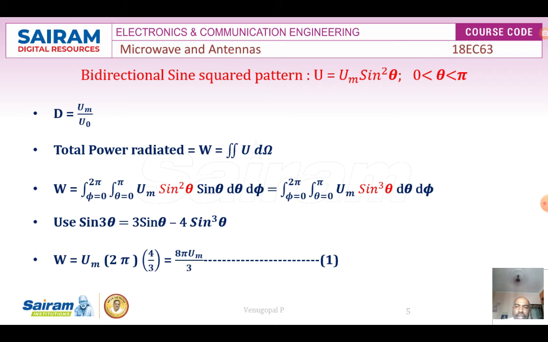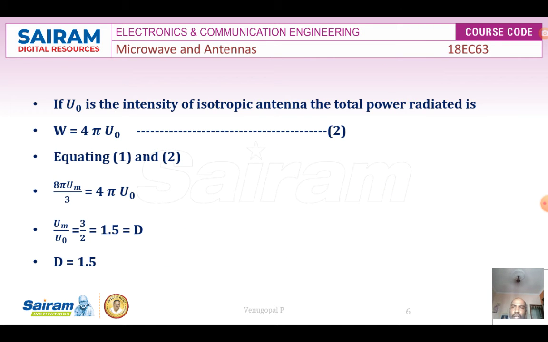From this we can evaluate what sine cube theta is, and later integrate and substitute the limits. You will get 8 pi Um by 3. Call it equation number 1. Next, write the power radiated for the isotropic antenna, that is W is equal to 4 pi into U naught. Call it equation number 2, and equate equations 1 and 2, and you will get Um by U naught is equal to 3 by 2, that is nothing but 1.5.